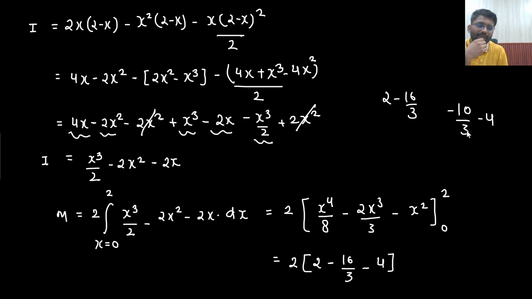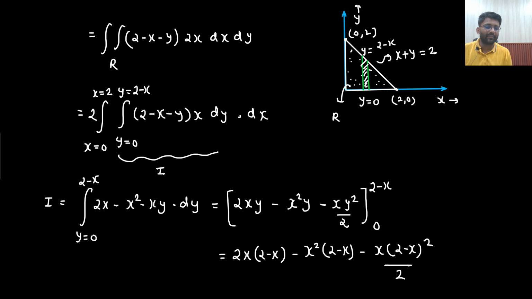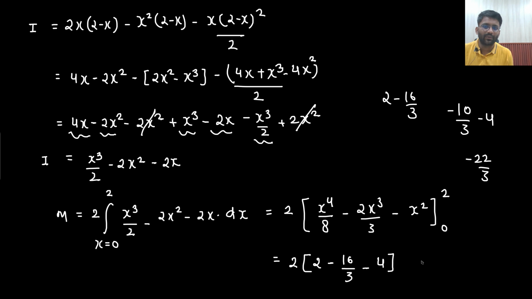And minus 4, that would be minus 22 by 3. So minus 44 by 3 we are getting. Negative mass is not possible. What is the actual answer? 4 by 3. Some calculation error I have made. The method is the same, but there is some calculation error which I need to check out. So I need to pause the video. I will check out the calculation error.